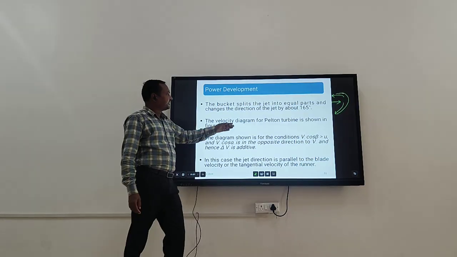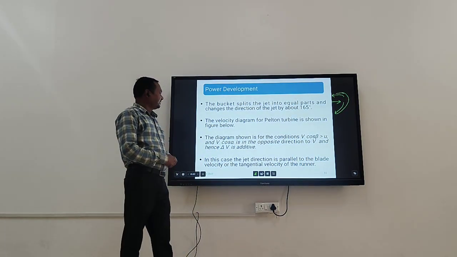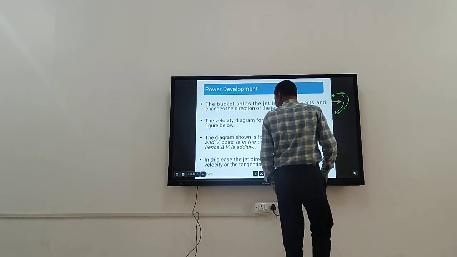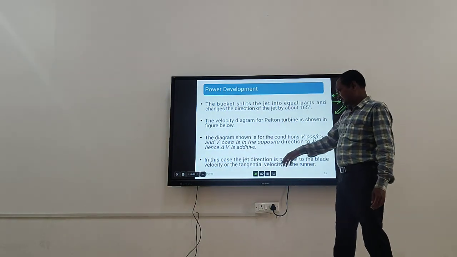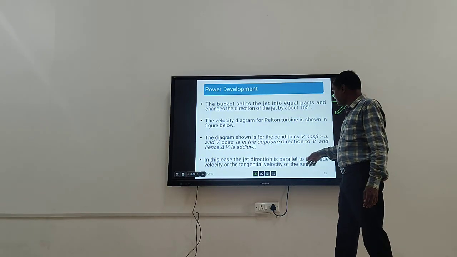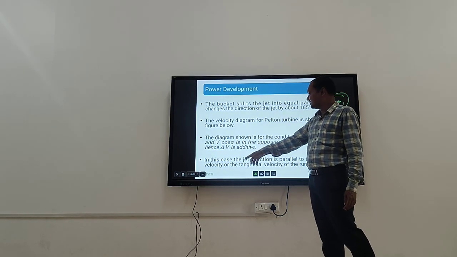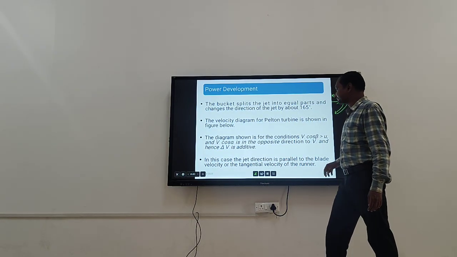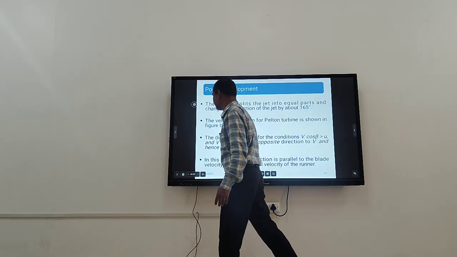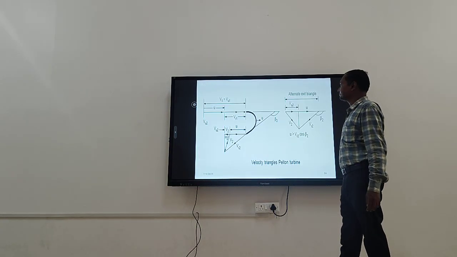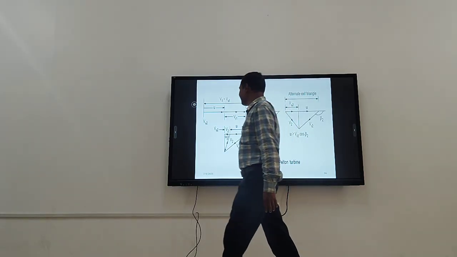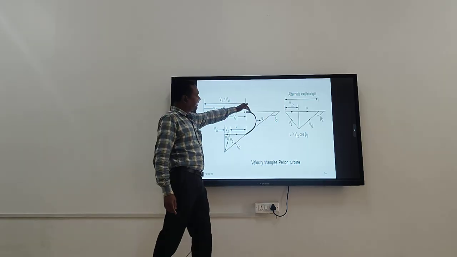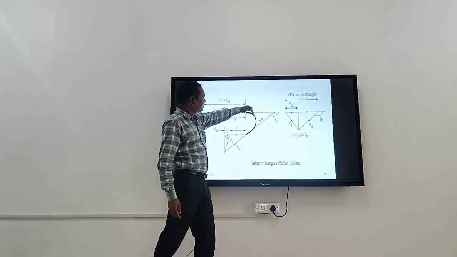I will show you the velocity diagram of a Pelton turbine blade. The diagram shows the conditions. In this case, the jet direction is parallel to the blade and the tangential velocity of the runner. This is your velocity diagram. This is representing one half of the bucket. This is the lower half.